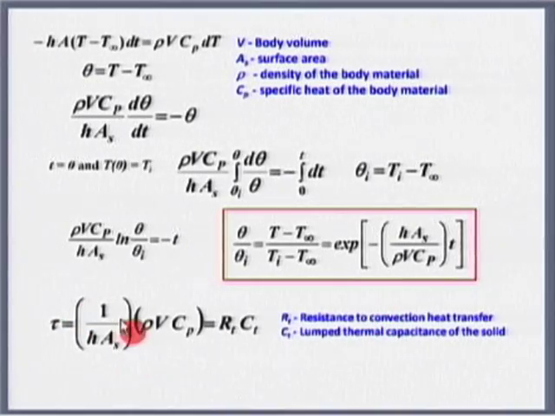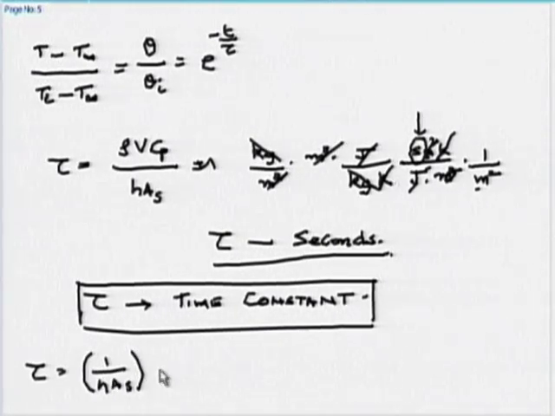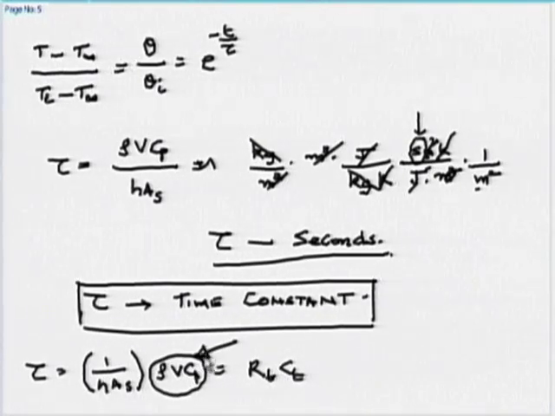Tau can be looked at in a slightly different fashion as well. Tau equals rho V C p upon h A s. 1 upon h A s is nothing but my resistance. Rho V C p is the thermal inertia, so it is capacitance. So tau is equal to 1 upon h A s into rho V C p, which is thermal resistance into thermal capacitance. This is basically the inertia term. This is what will tell whether I am going to be able to respond fast or slow.